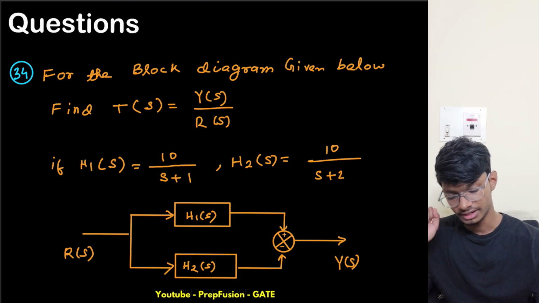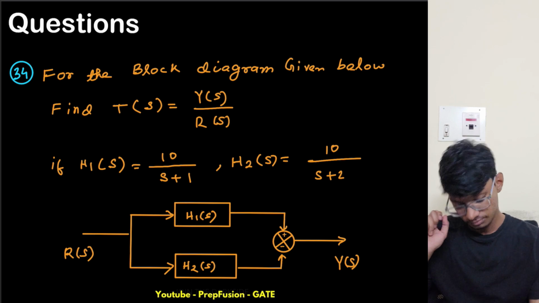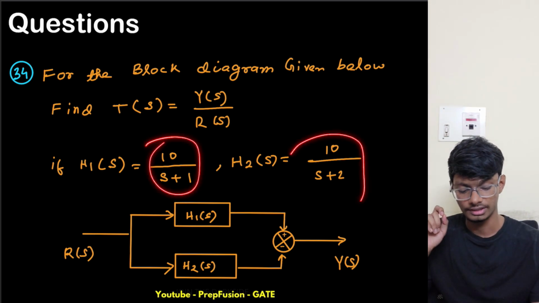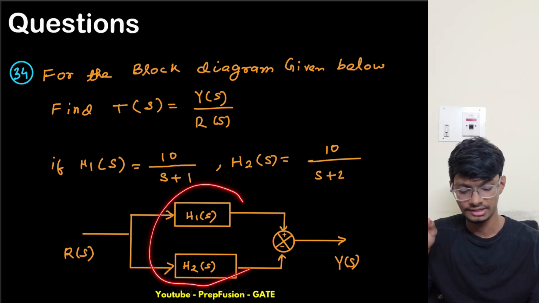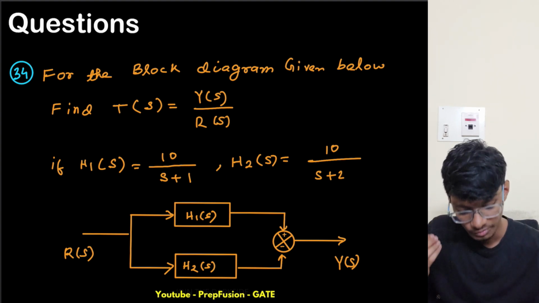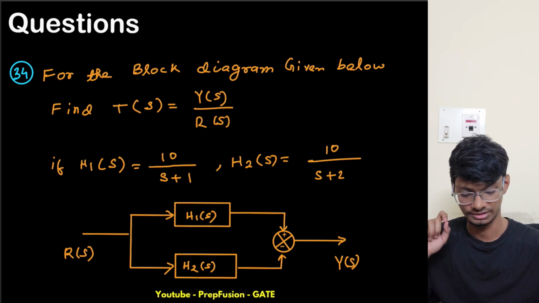Now we have to find the transfer function Y upon R. We haven't been given the values of the H1 block and the H2 block, the gains of the H1 and H2 blocks. Now how are they connected? Tell me, how are they connected? They are connected in parallel basically, right? As the name suggests, this is parallel decomposition, so they have to be connected in parallel.